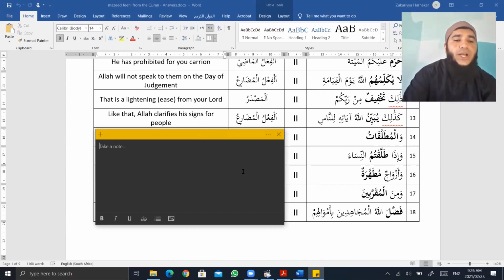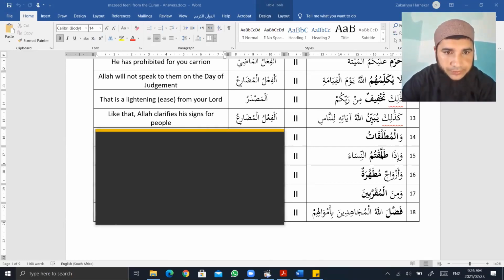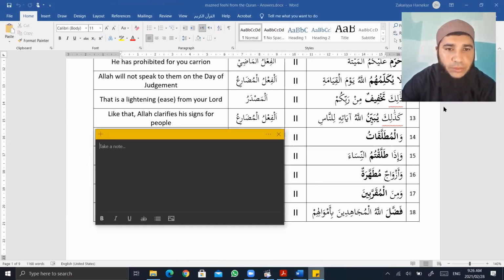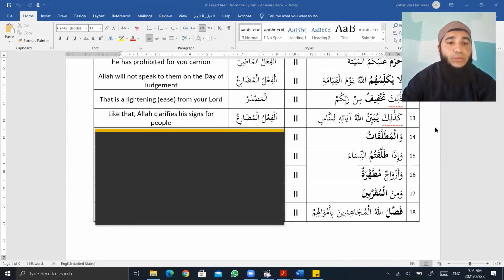Next one. وأزواج مطهرة. مطهرة. We know it's from the second bab again, right? Which form of the word is this? Is it ismul fa'il or ismul maf'ul? Ismul maf'ul, correct. And again, it's just the feminine form. مطهرة.